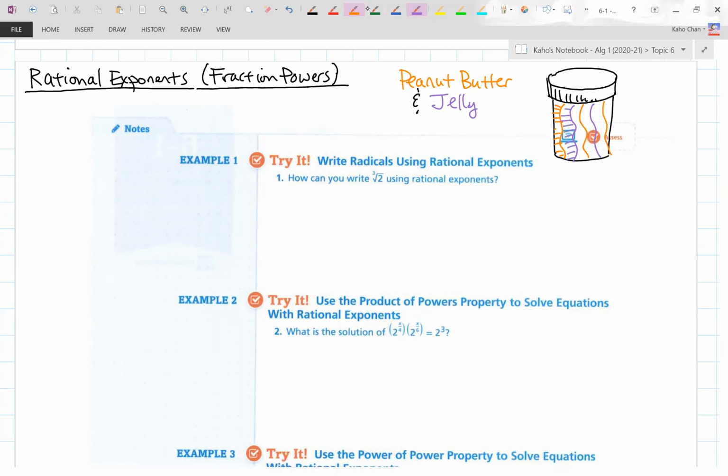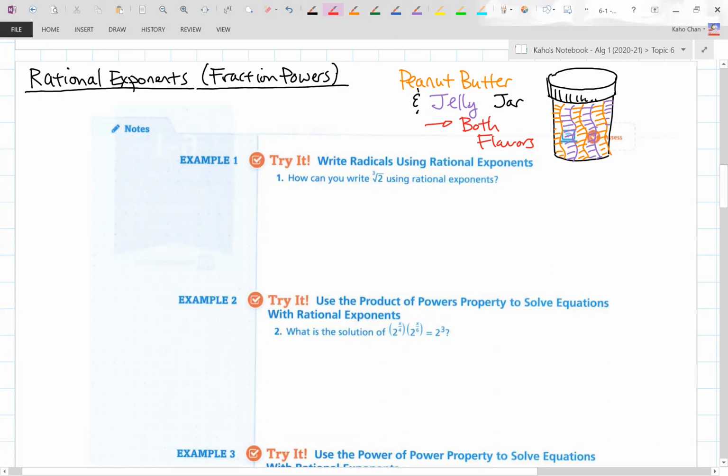The reason why I'm bringing this up is not because I'm hungry, it's because we're introducing something called a rational exponent, or a fraction power, because we're going to combine 2 operators together in a form that looks familiar, called a fraction. And it's not a traditional fraction. The peanut butter and jelly jar has both flavors, right? We're going to do the same thing with, in this case, powers and roots.